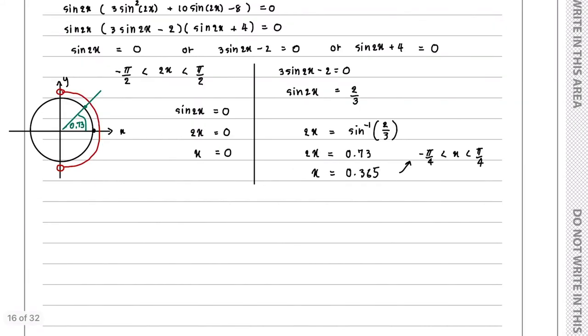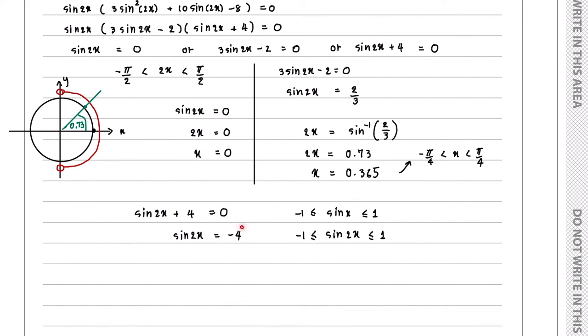And for the last equation, we've got sine 2x plus 4 equals 0. So that means sine 2x is negative 4. And if we consider the range of sine 2x or sine x, the range of sine 2x is between negative 1 and 1, same as the range of sine x.